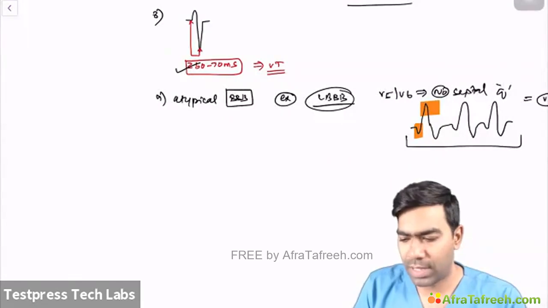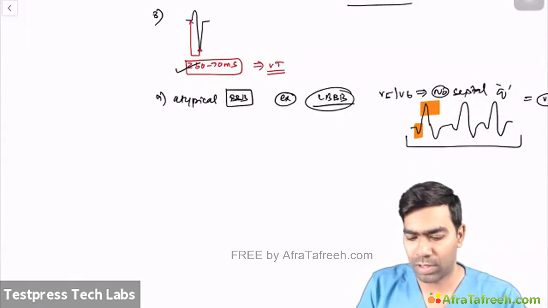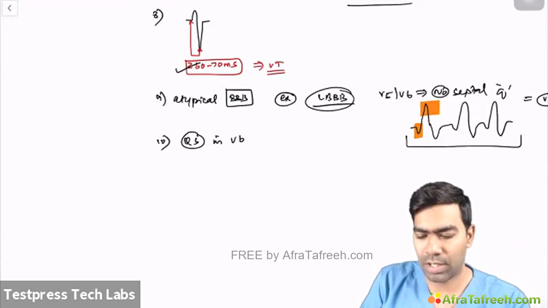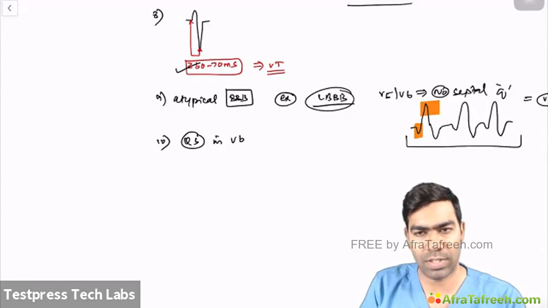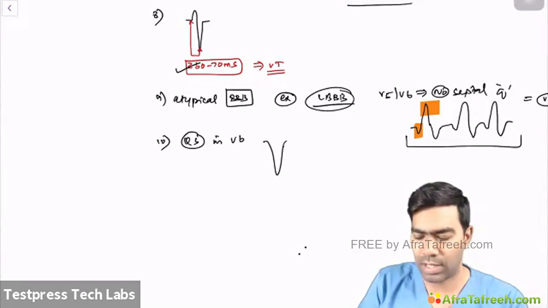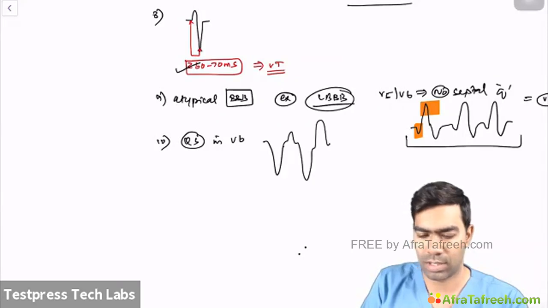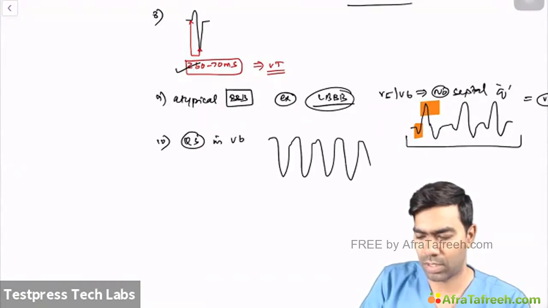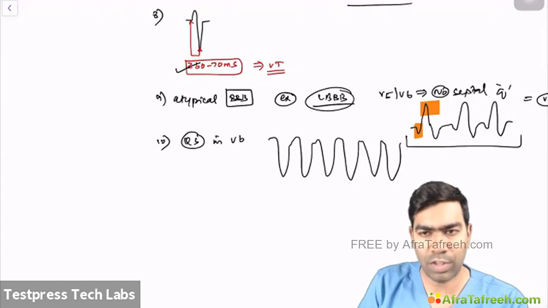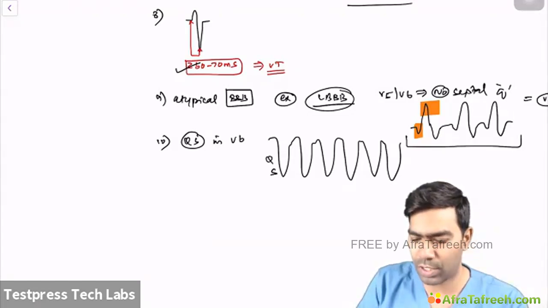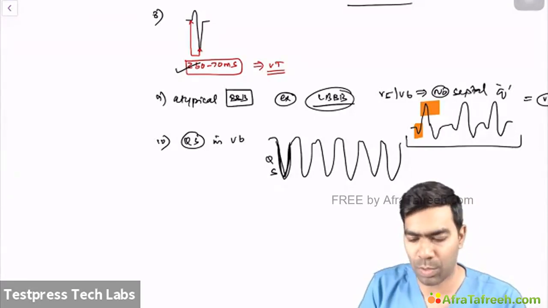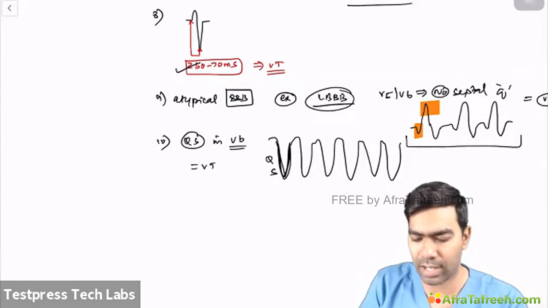And apart from that, regarding atypical bundle branch blocks, if you see QS in V6, whatever the bundle branch block may be, it could be like this or this. If you see this kind of a QS morphology, which means a single negative wave like this, in V6, then again that is diagnostic of a ventricular tachycardia.